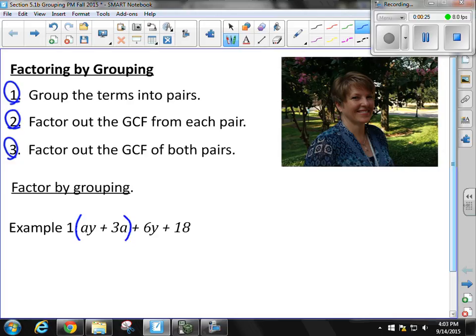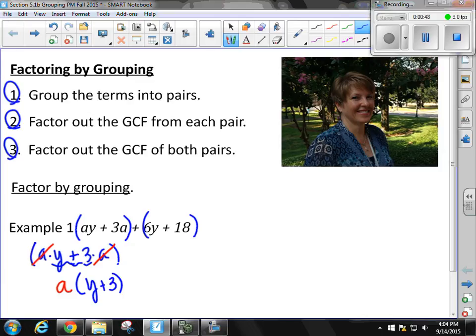In example number 1, the first pair and the second pair I put parentheses around. A times y plus 3a is 3 times a. When I look, my common factor is a. I'm going to write that down first, and in parentheses, what I have left, y plus 3. Then I have my plus sign, and in my second group, 6y plus 18.